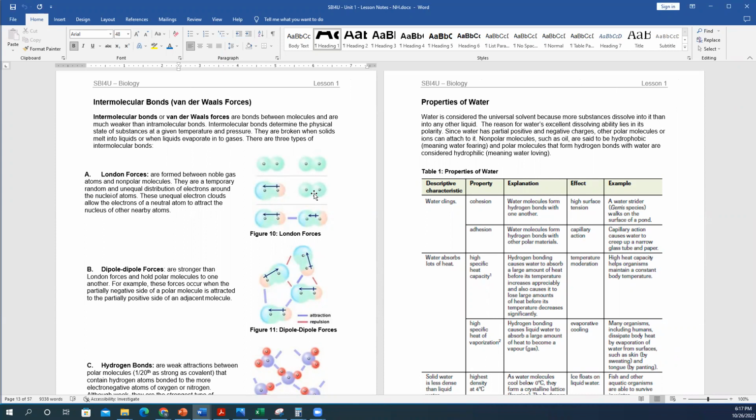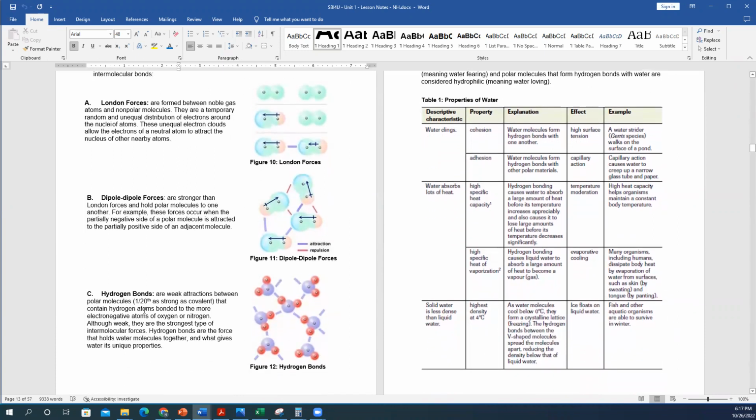And in terms of increasing strength, these London dispersion forces were the weakest, whereas the dipole-dipole forces were slightly stronger than the London dispersion forces, but not as strong as the hydrogen bonds. And finally, the hydrogen bonds were the strongest of the intermolecular bonds.